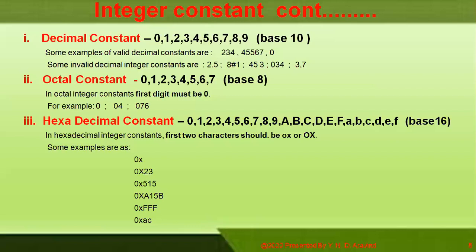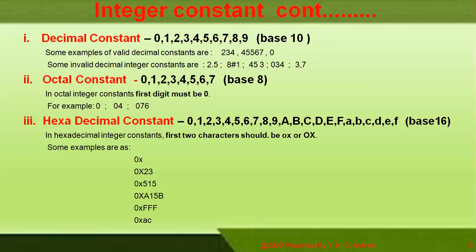And some invalid decimal constants are 2.5, because there is a decimal point between 2 and 5. 8#1, that hash special character is present, so it is not a decimal number. 4 5 3: in this there is a space, which is also not allowed. 034: decimal numbers cannot start with 0, because if 0 comes in front of the number, it becomes an octal constant, not a decimal constant. 3,7: that comma special character between 3 and 7 makes it an invalid decimal constant.